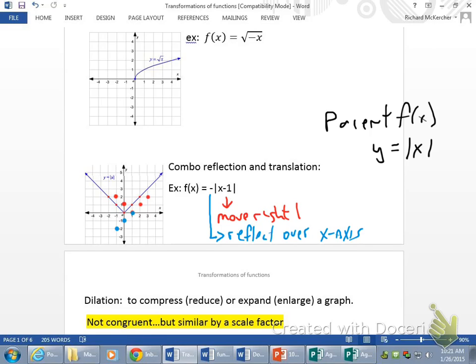All right, so I showed it in steps. You can see in red, the first thing I did was I went ahead and moved everything to the right 1. And then, instead of drawing that graph, I took those points and reflected them. And you can see where they came up with that.